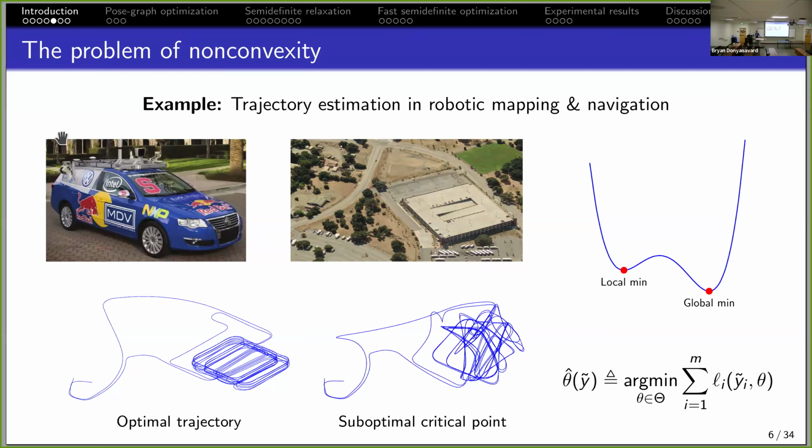So, this is really bad, right? Like we do not want this to happen, right?